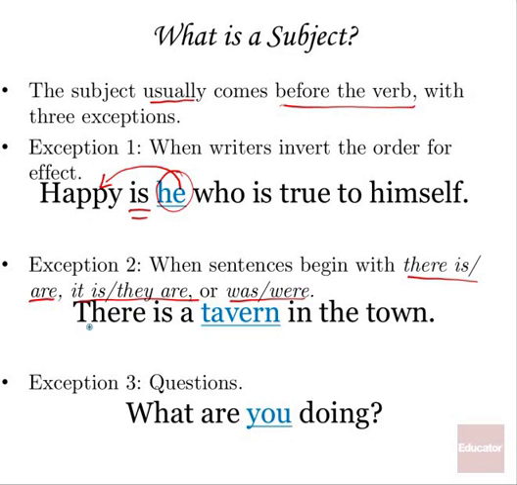So, our example, there is a tavern in the town. Now, our main verb here is, and there cannot be the subject because it is an adverb. Okay, it's modifying the verb is. So, tavern is what's actually performing the action of being, so tavern must be the subject. The third exception is questions. What are you doing? Are and doing are the verb, and there's the subject right in the middle of it. And unfortunately, in questions, usually the subject follows the main verb.